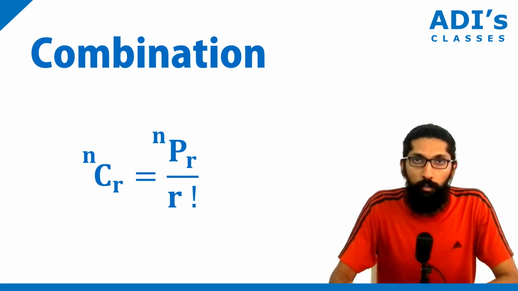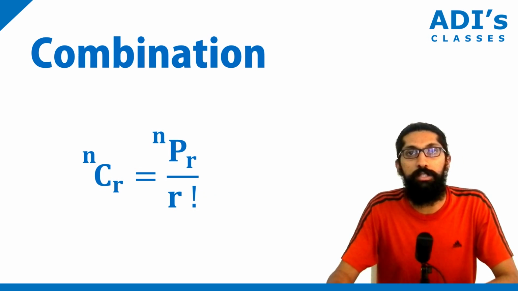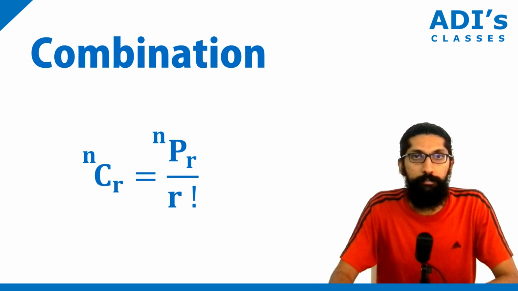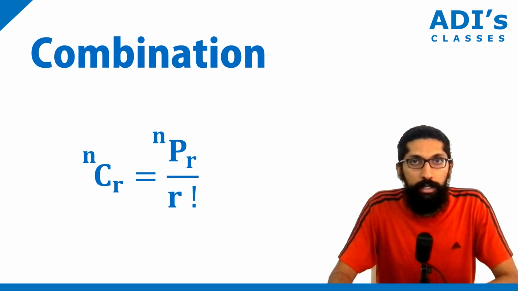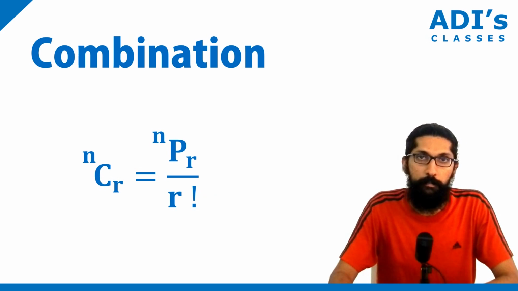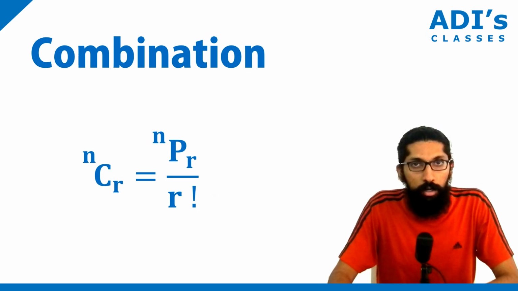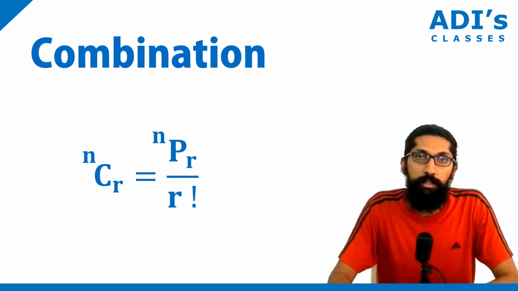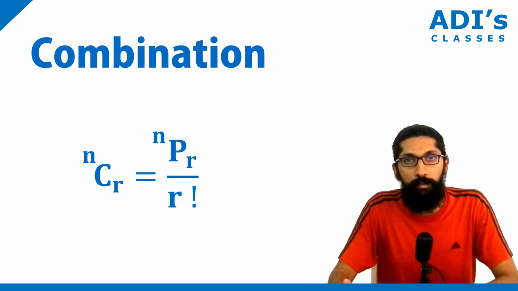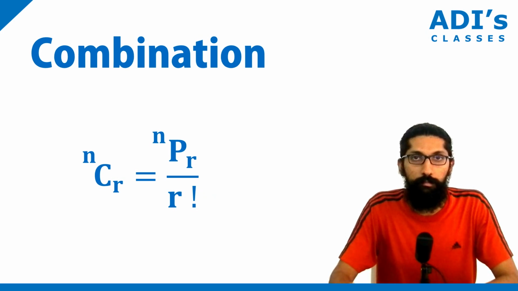Correct? Now, with this, there are certain concepts in combinations that are important. Like, suppose you have nCr, then the same thing can be written as nC(n minus r). Correct? Or, suppose you have nCr plus nC(r minus 1), then you can write it as (n plus 1)Cr. Alright, these are certain formulas in the combination.